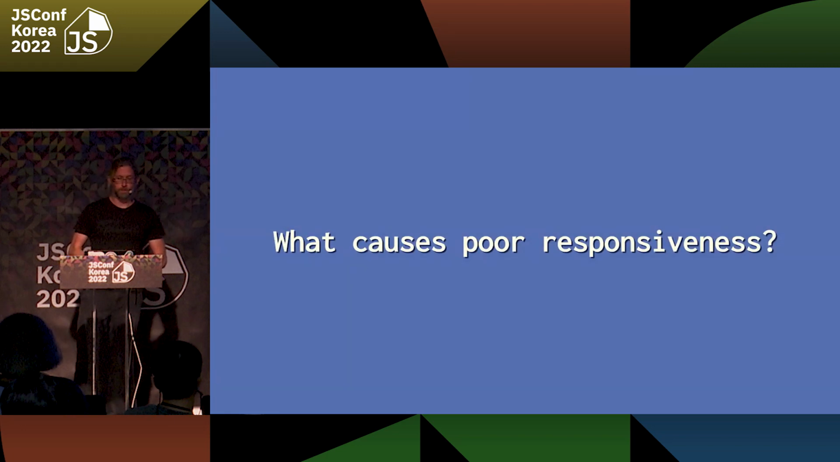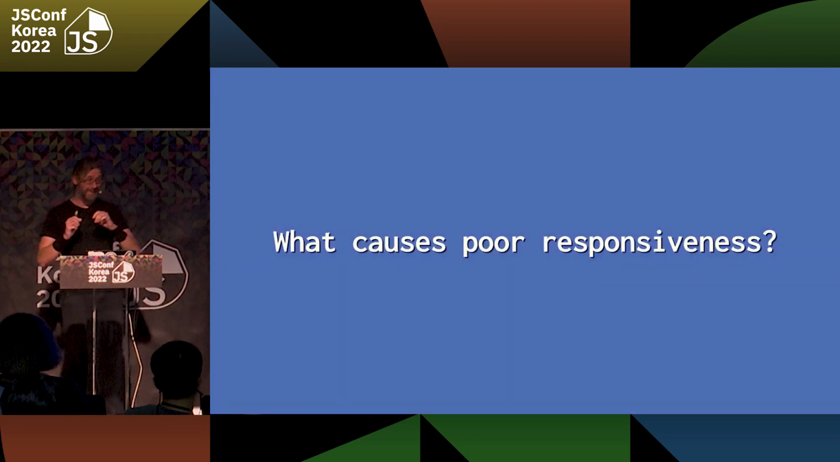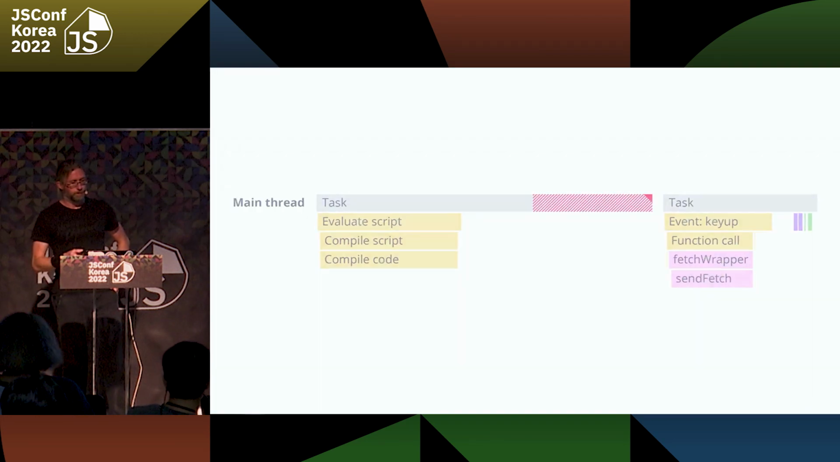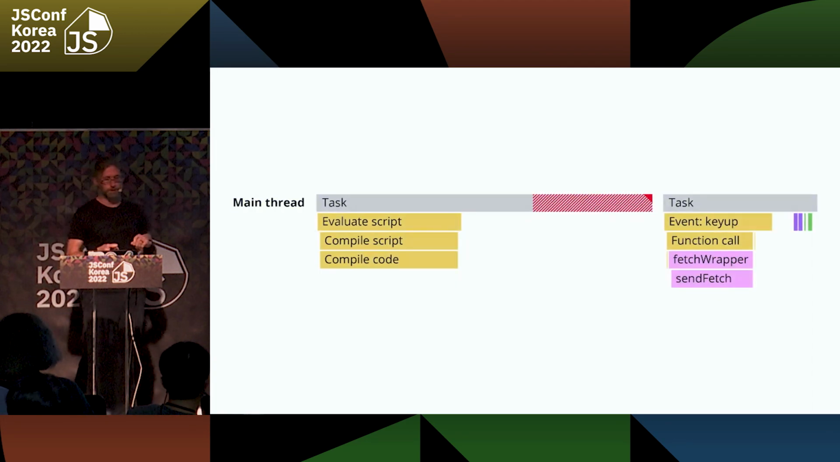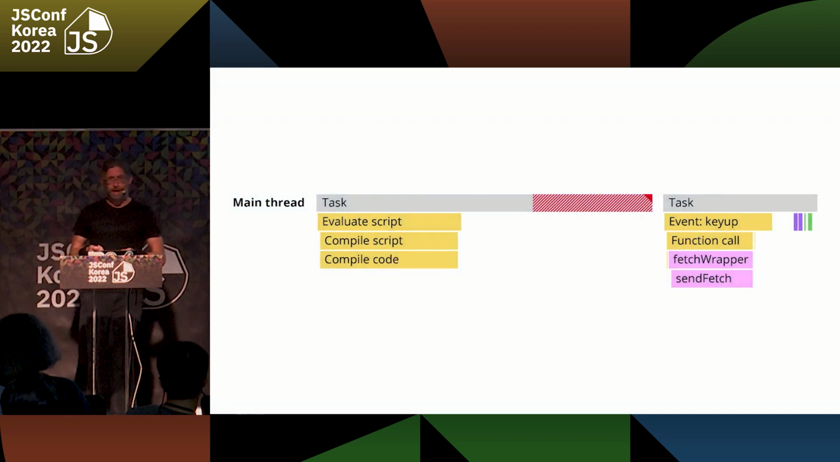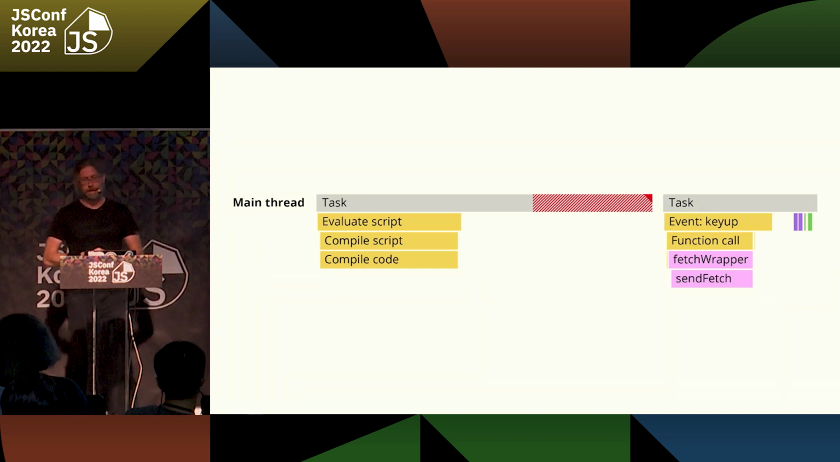So what causes poor responsiveness? To answer that, we need to talk about tasks. In order for a web page to provide a user experience, a web browser must orchestrate a lot of work. To do that, it uses threads. There are many threads, but the most important of these is the main thread. It's where most work occurs, including the work your JavaScript code queues up.